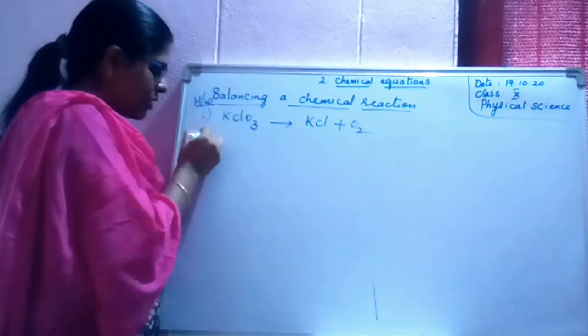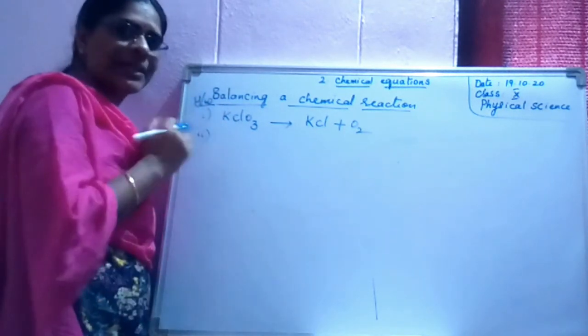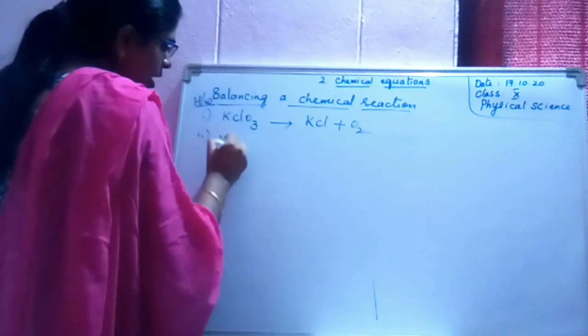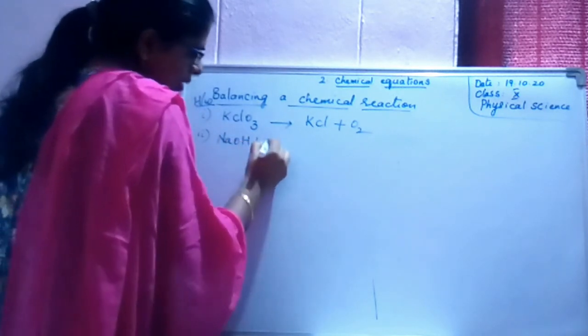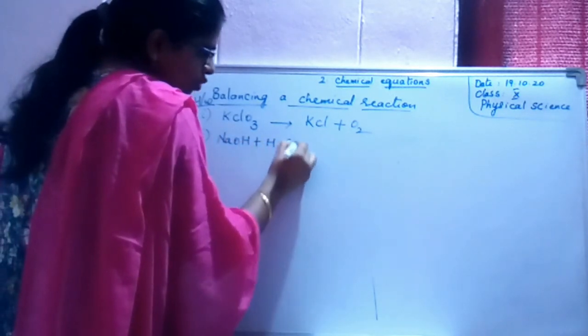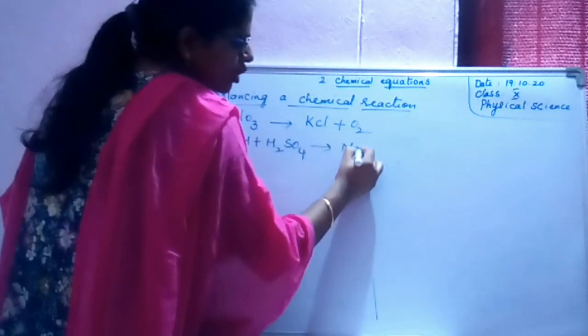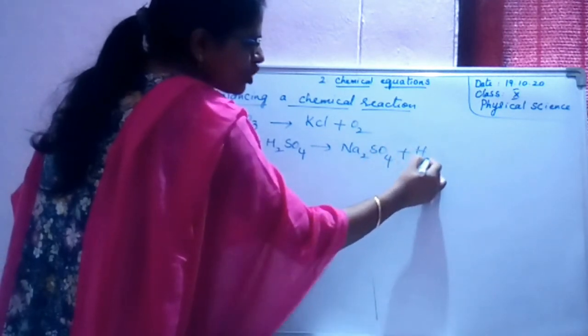Do 2 equations for homework. In the next class again I will make you practice a chemical equation only. Okay? Write down the next one. NaOH plus H2SO4 gives Na2SO4 plus H2O.